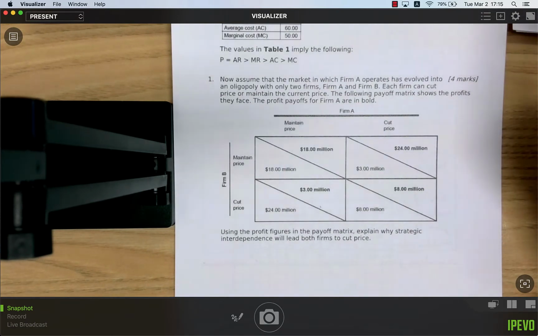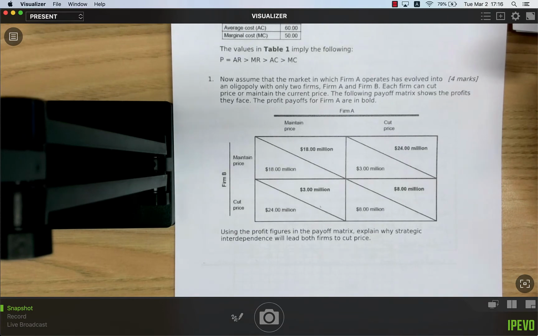Now assume that the market in which firm A operates has evolved into an oligopoly with only two firms. An oligopoly with only two firms is also known as a duopoly, just so we're clear. Firm A and firm B. Each firm can cut price or maintain its current price. I will say decrease or reduce. I won't say cut. The following payoff matrix shows the profits they face.